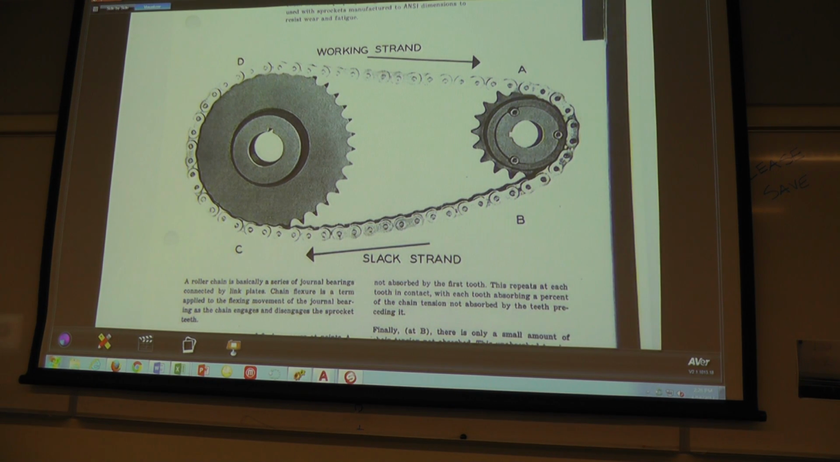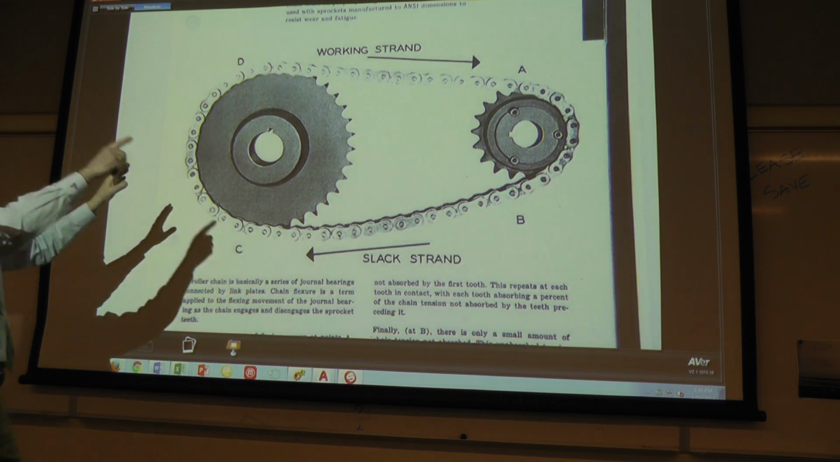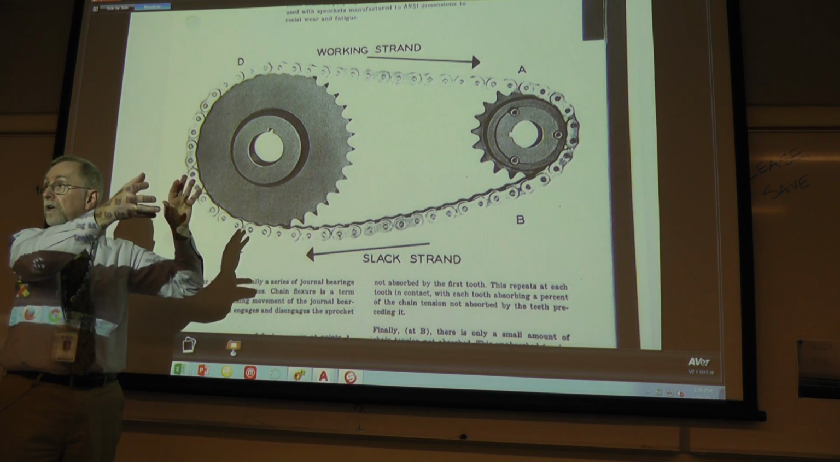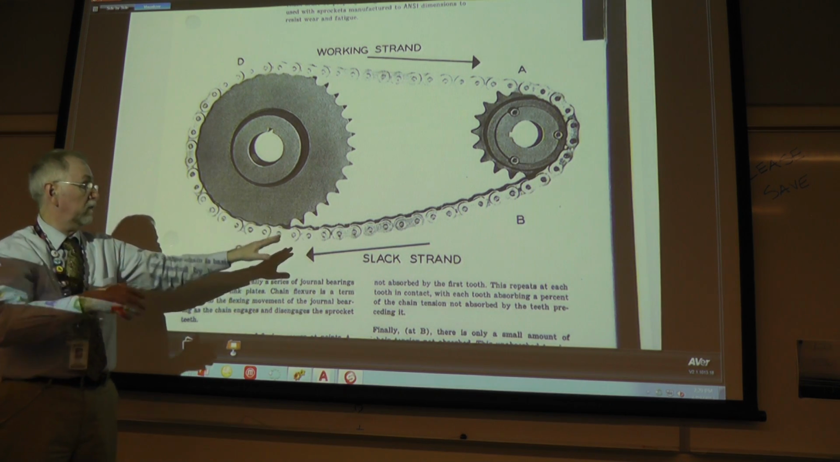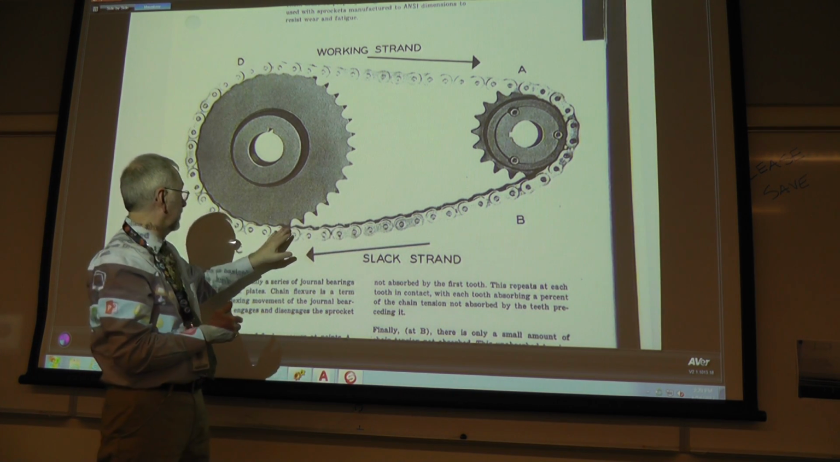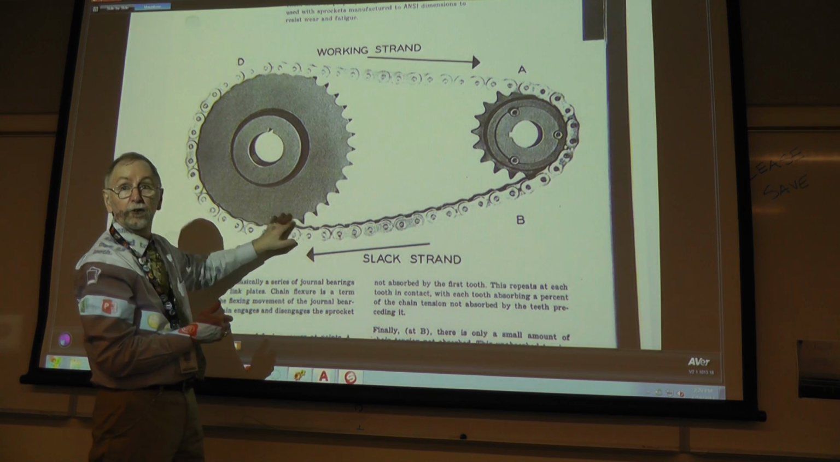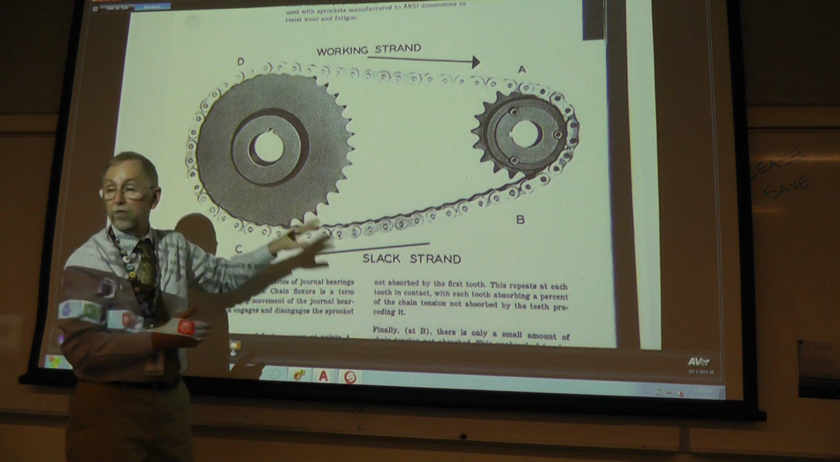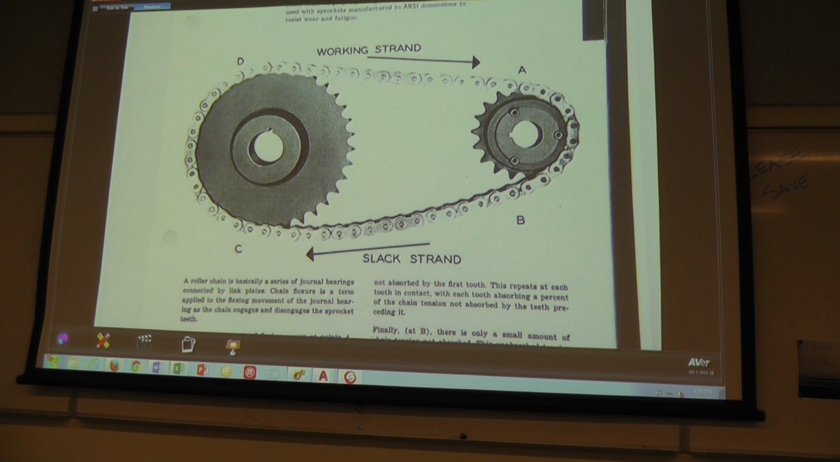A roller chain is basically a series of journal bearings connected by link pins. Chain flexure is a term applied to the flexing movement of the journal bearings as the chain engages and disengages the sprocket. So there's some formulas that you can calculate, because there's a certain rotation to this and there's certain tension and non-tension aspects to this chain. This is kind of the slack down here. And we can calculate, because you don't want this to disengage in this area and reduce the efficiency of the design.